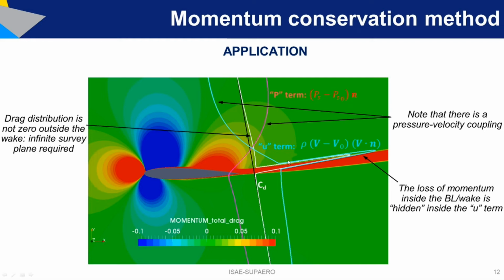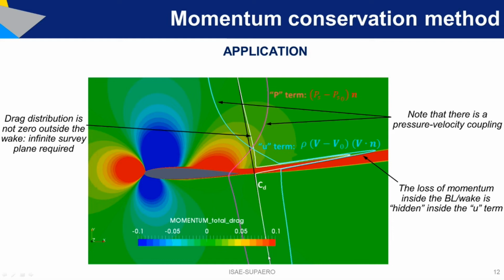Another problem that we realize of this distribution of drag along the black survey plane is that drag is not zero outside the wake, and based on our knowledge of physics, we know that for a subsonic case, drag only is related to the loss of momentum inside the boundary layer. We don't expect a positive drag value. And if you take a look here in the detail, you will see that there is a negative drag value. So what's that? Why do we have a positive drag here, negative drag? What's the meaning of that?